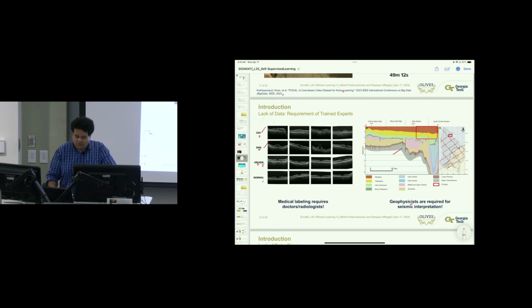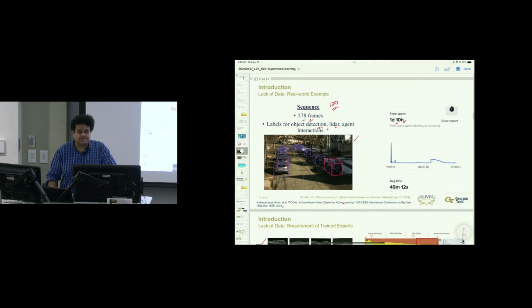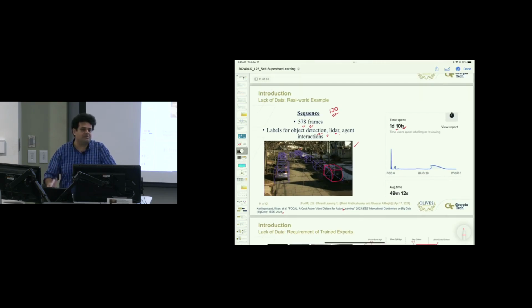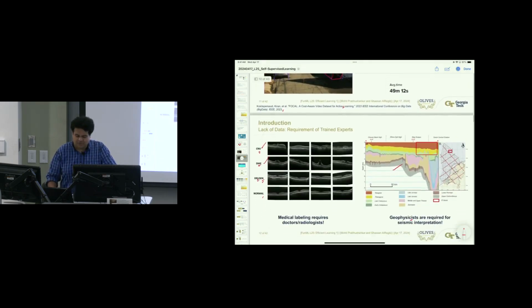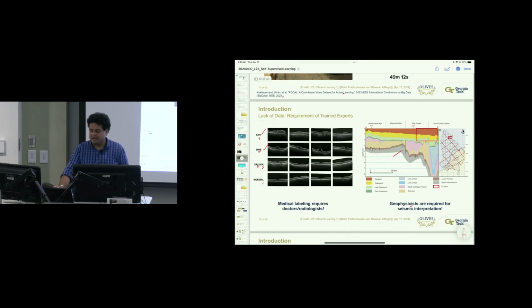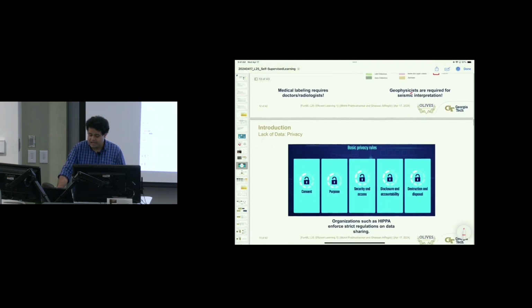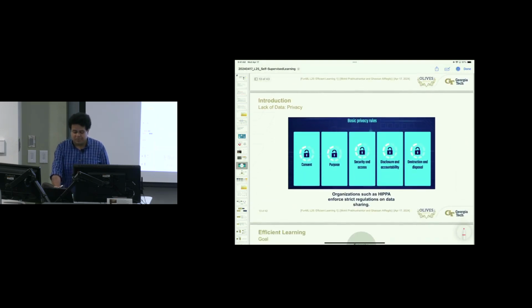So in the wild, you'll see a lot of image datasets out there because you can leverage Amazon Mechanical Turk. But there's not as much medical or this kind of subsurface image data out there because it's very hard to obtain this kind of labeled data. And a very important part is privacy as well.